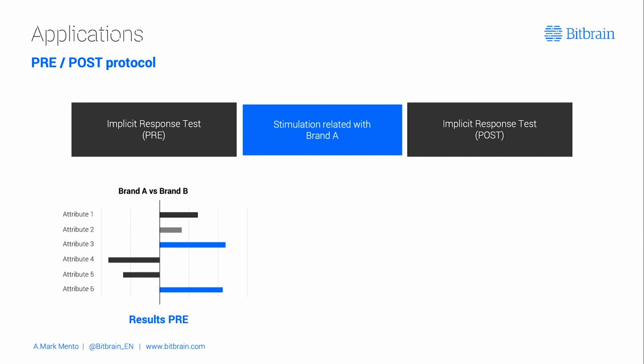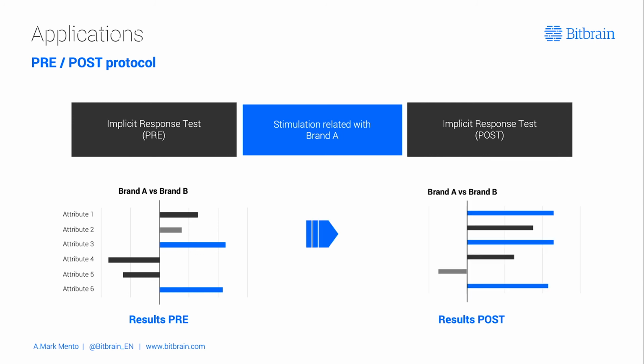To set up this kind of test, first we need to design a test where we compare a brand against a competitor to define a starting point or a baseline. This can be any one of the IRT tests. For this example, we could say semantic priming with a series of attributes that interest us.